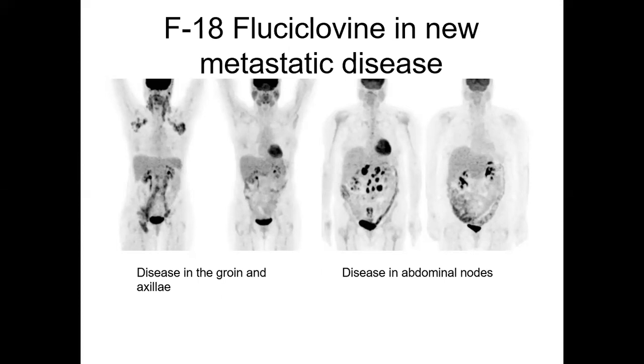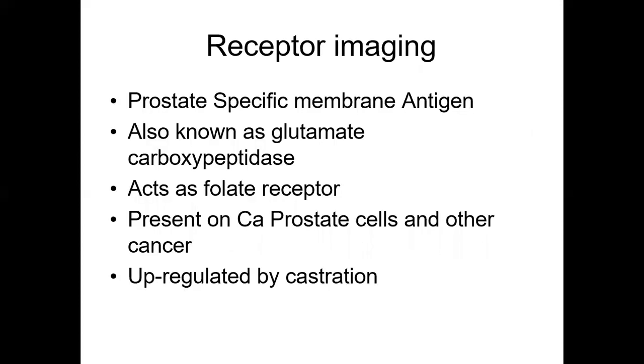This product is available, particularly in the United States, and has been very successful there until recently, when PSMA was licensed, and people now tend to be moving to PSMA. So let's talk about PSMA and receptor imaging. So this is prostate-specific membrane antigen, also known as glutamate carboxypeptidase, and it's basically part of the folate system. So folic acid and folate are required for cell division. So cells that are dividing require to be able to take in folates.